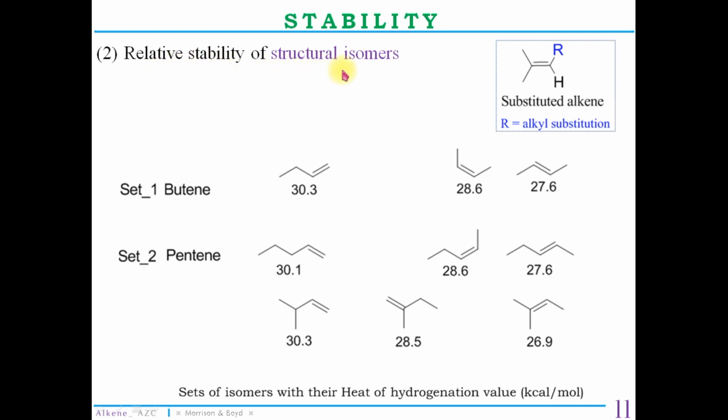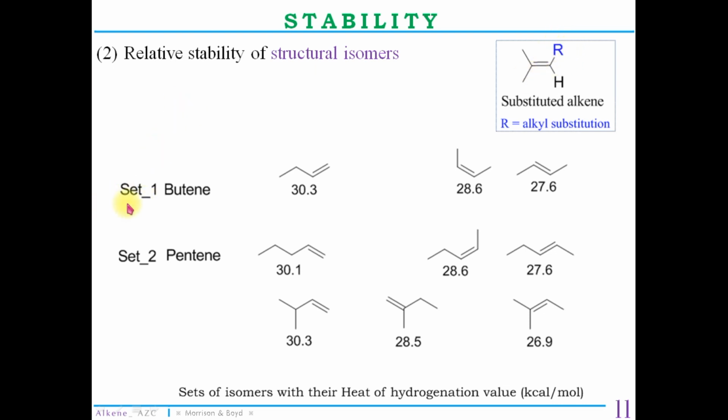Relative stability of structural isomers. For this, we will first see substituents in alkene. Normally, the sp2 hybridized carbons of an alkene are joined with alkyl substituents. An alkyl group attached to an sp2 hybridized carbon is called an alkyl substituent. Here is an example where a methyl group is attached to an sp2 hybridized carbon. Normally, an alkyl substituent is denoted as an R group.